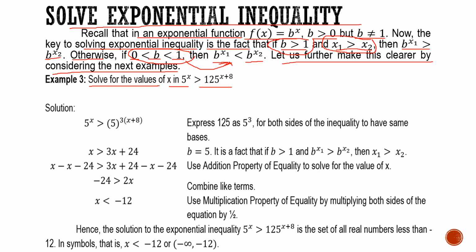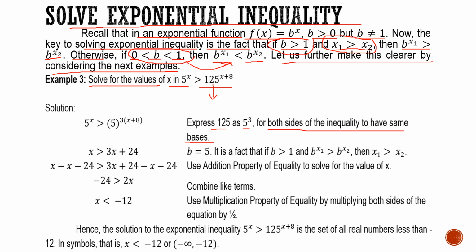So first thing to do, it's the same process with your exponential equations. We need to express both sides to have the same values of bases. So that's why we're going to express this 125. What is the exponent of 5 that can provide you 125? And that is equal to 3. Now, we can express this 125 as 5 raised to 3 because 5 raised to 3 is 5 multiplied by 5, which is 25, multiplied by 5, which is 125. This is for both sides of the inequality to have the same bases.